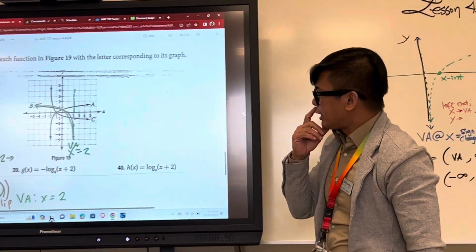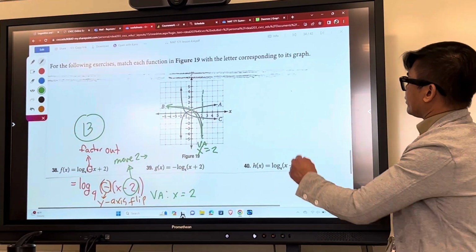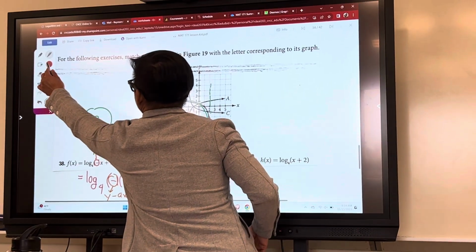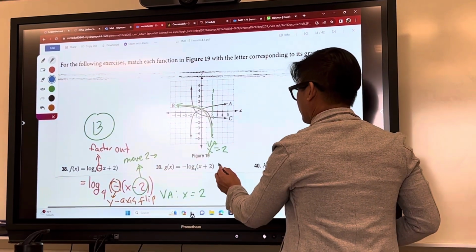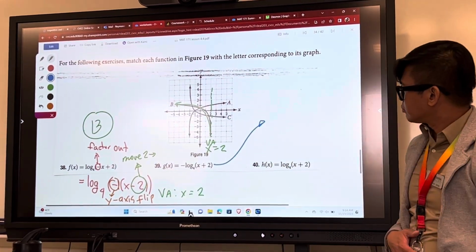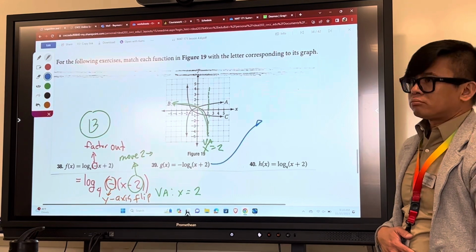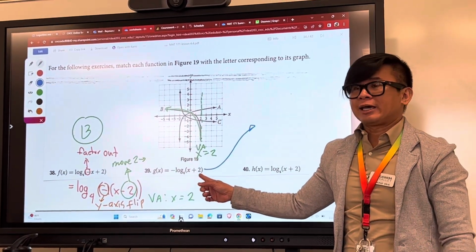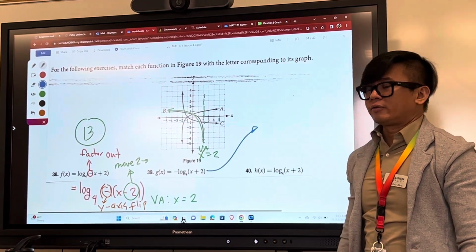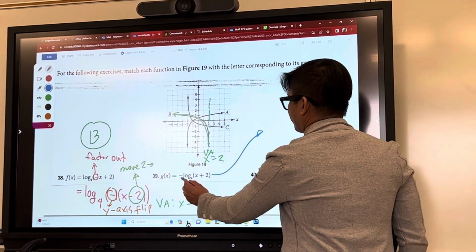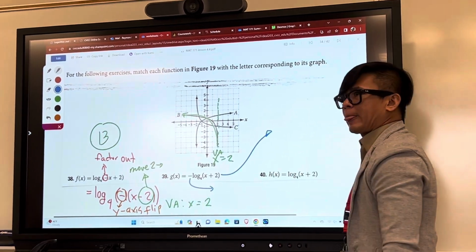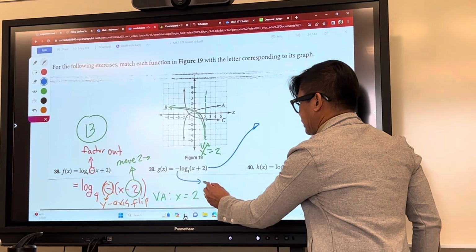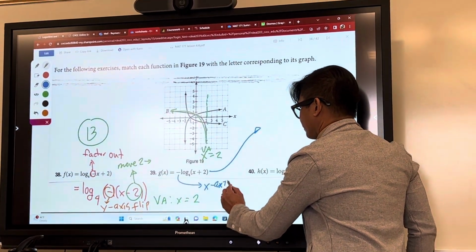Okay, now let's try it out in here. Number 39. Let's color it blue. X is on its own, so we don't need to factor out the x, okay? But there's a negative in front. If there's a negative in front, what does it mean? Horizontal flip, right? It's gonna flip along the x-axis. Very good. X-axis flip.